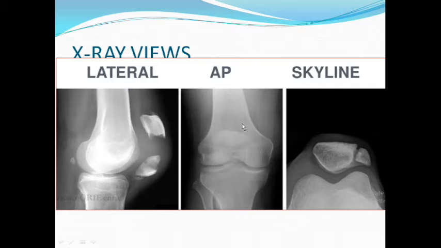Sometimes in both these views we are unable to find the fracture, so there is another view called the skyline view, where you flex the knee to 90 degrees and you project the beam horizontally. This is how you will look at the patella when you go for skyline view, and you can see the fracture properly. So these three views: lateral, AP, and just remember skyline view is a special type of view for patella fracture.